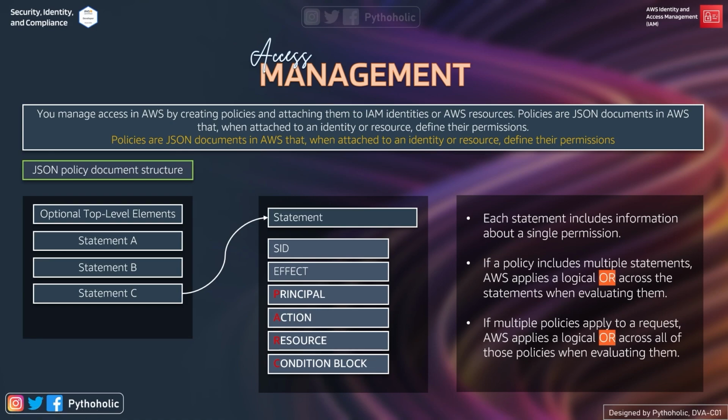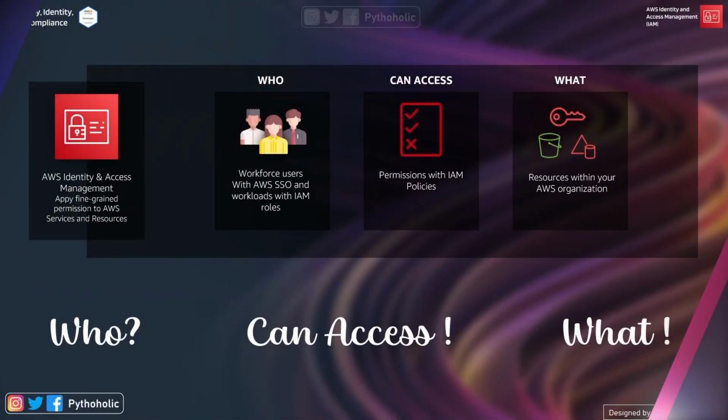But before moving forward, we need to watch this segment again. Do you now understand who can access what? Who is the identity? Can access is by using your IAM policies. What is the AWS resources within your organization?